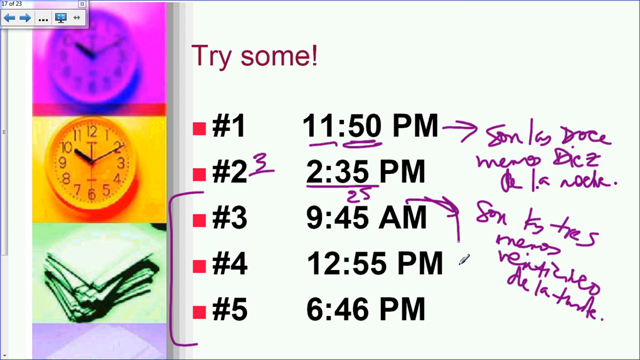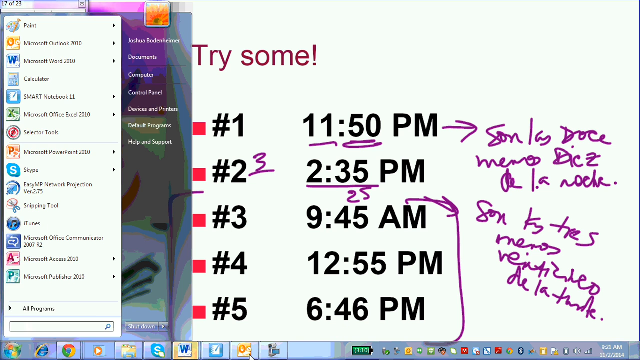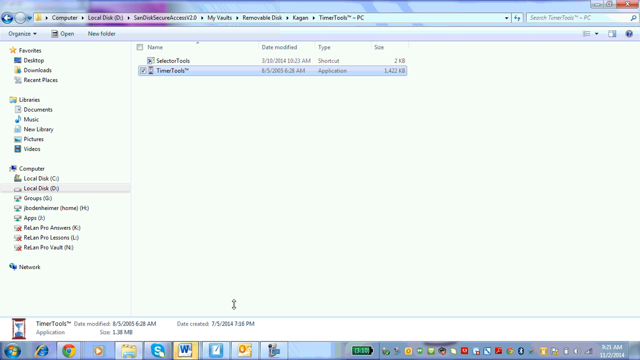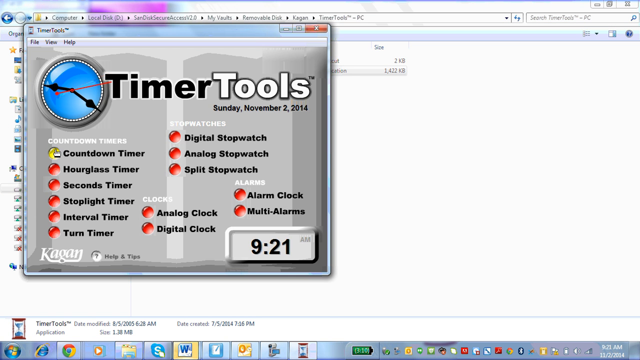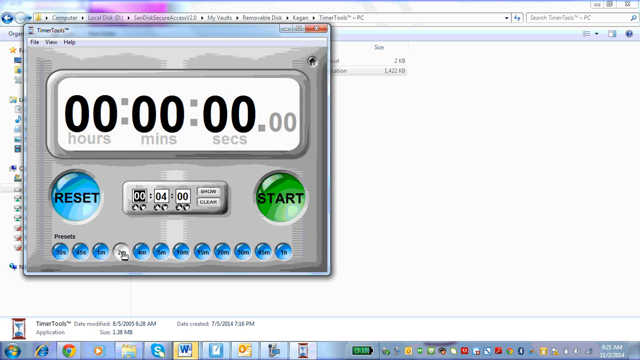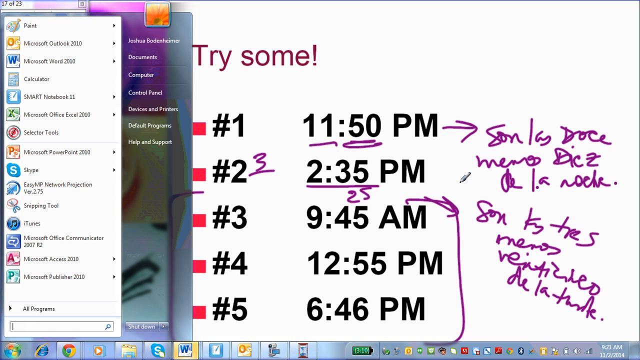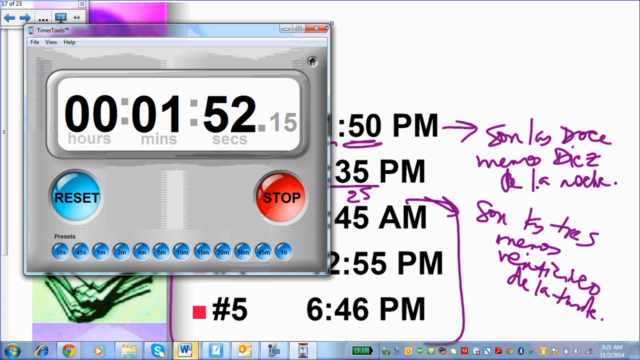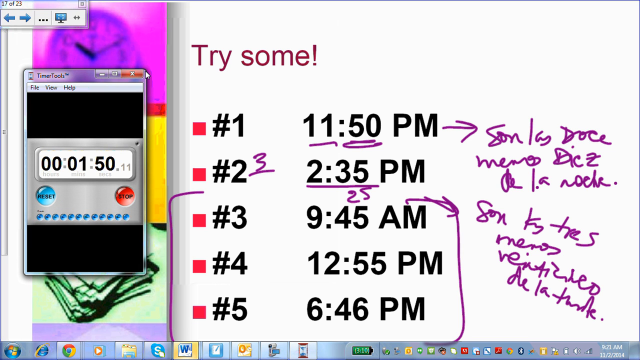All right, again, I'm going to give you a little bit of time here. Completen con sus compañeros, with your partners, 3, 4, y 5, por favor. This time I'll give you a little bit more time, because these require just a little bit more. All right, 2 minutos. Let me pull up the timer for you. Countdown. 2 minutes.